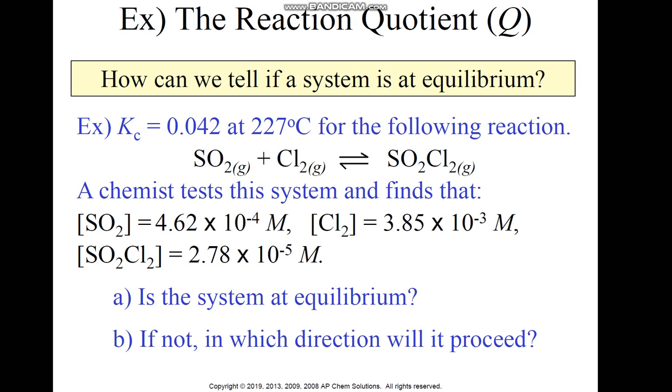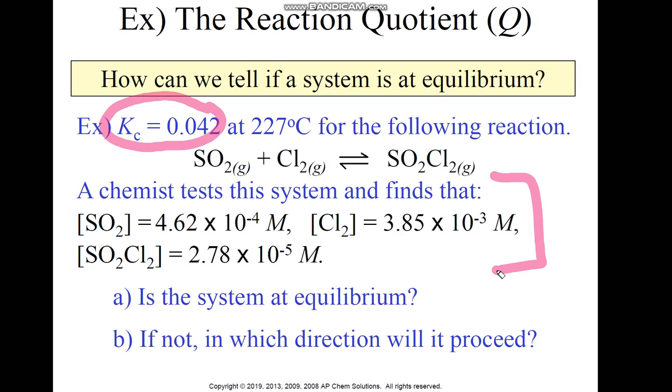So what you see here is that they are giving us the equilibrium constant, the K. And so the question here is the chemist is testing it. They're giving you the concentrations at a particular point in this reaction, and they're asking, is the system at equilibrium? If not, what direction will it proceed? So this is a little bit of a review.